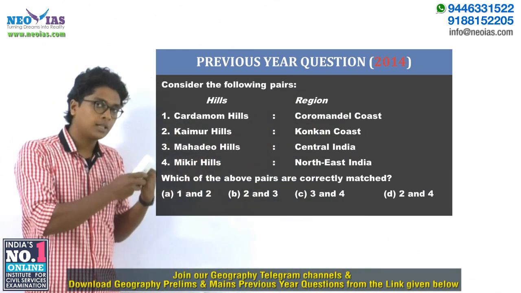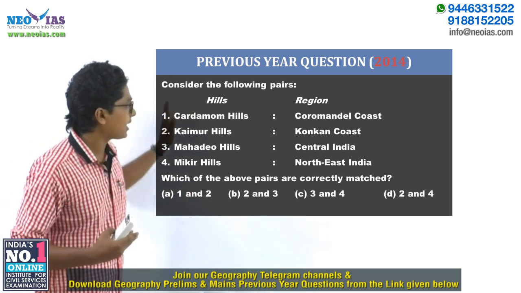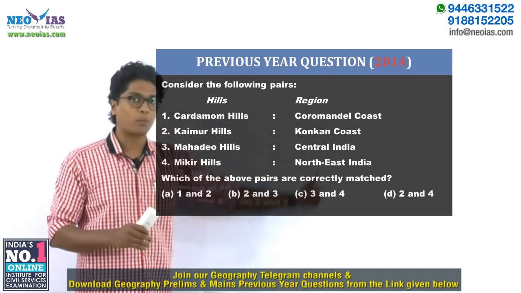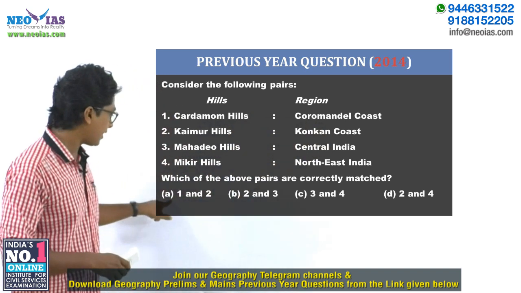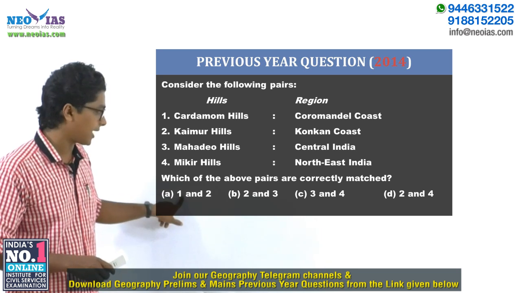Actually, the Cardamom Hills is not on the coastal region, right? So this is not a correct pair, right? Cardamom Hills is marked here with Coromandel coast, which is wrong. So going through the options, you can eliminate one from it, right? You can eliminate option A because it has 1 in it.